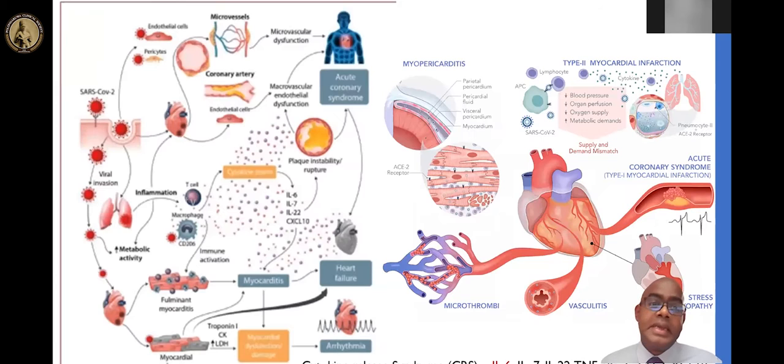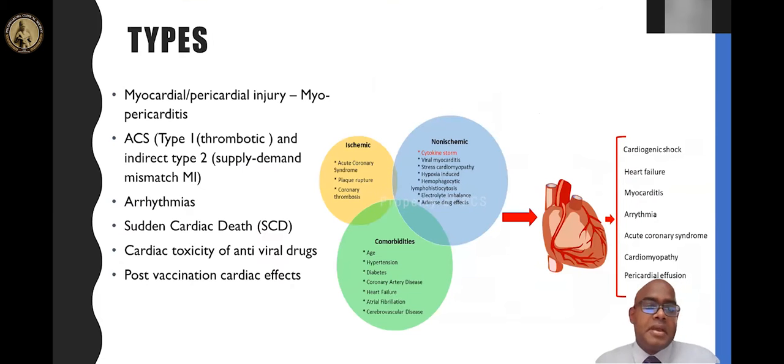So once you have the cardiac injuries, you have this cytokine storm, direct damage by the virus, which will affect microthrombi, vasculitis, sometimes stress cardiomyopathy, and sometimes ischemic insults. So when it comes to the ischemia, you have 2 types of ischemic insults, type 1 MI and type 2 MI. Type 1 MI is a very common type we all know, to have a thrombus or a clot inside the vessel causing a heart attack.